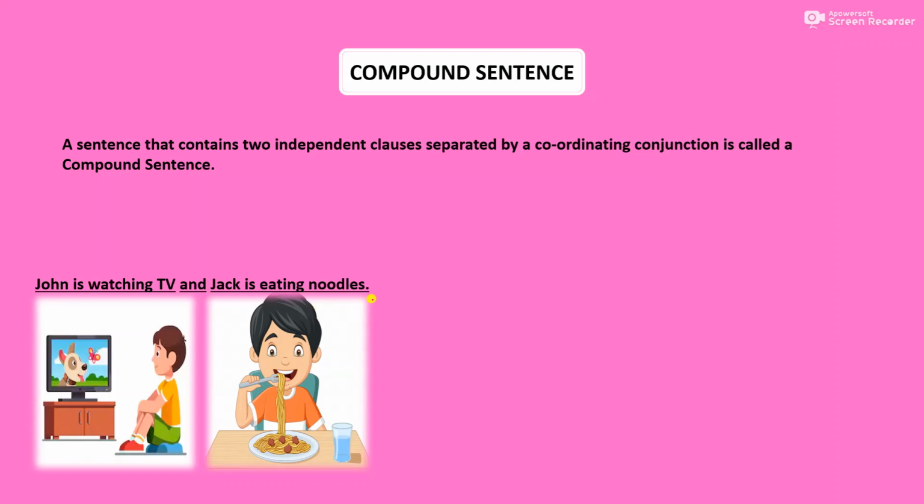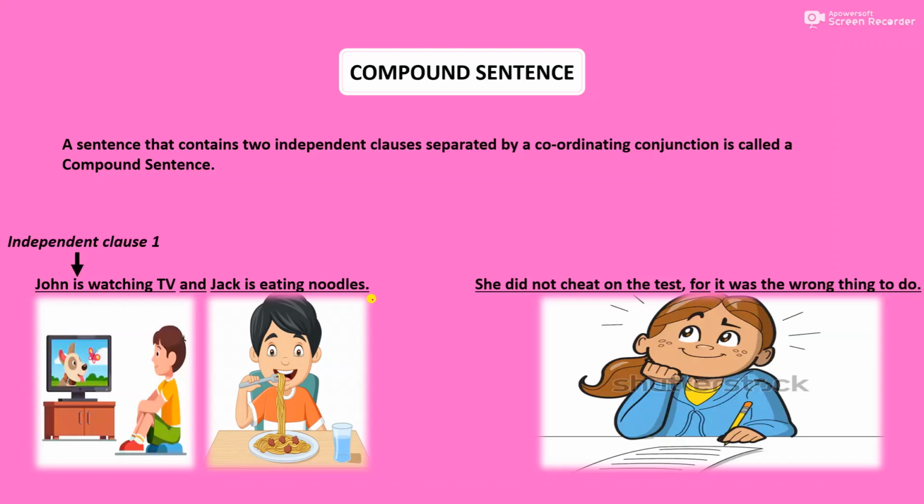Now here, the first half of the sentence, John is watching TV, is your independent clause number 1, or you can say it is the first meaningful sentence. In the same sentence, we have independent clause number 2, that is, Jack is eating noodles. Now these two clauses are complete, they are meaningful, but still they have been joined with the help of a coordinating conjunction. So when you have two independent clauses which are joined by a coordinating conjunction, then the complete sentence that you finally get is called a compound sentence.